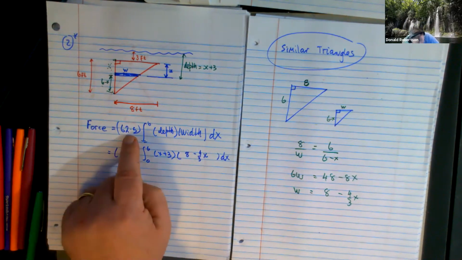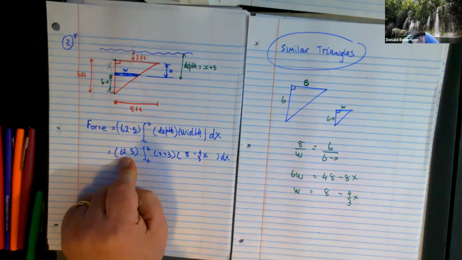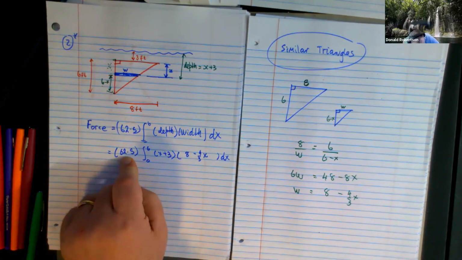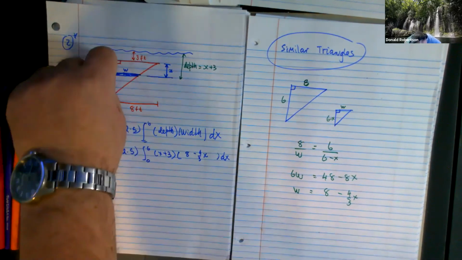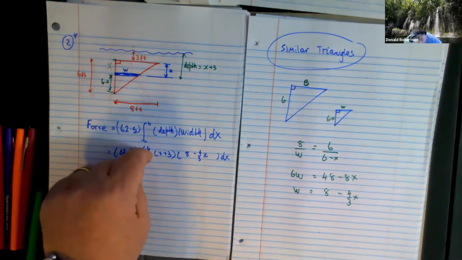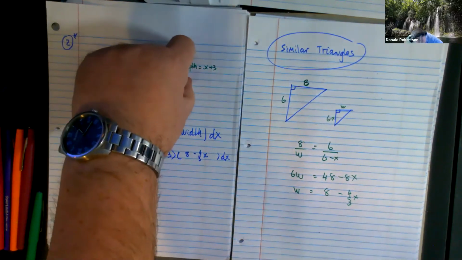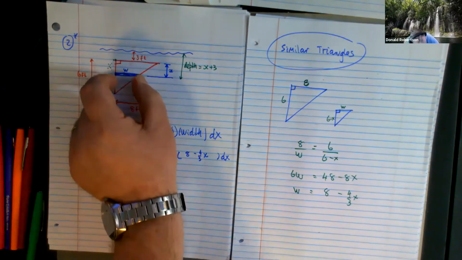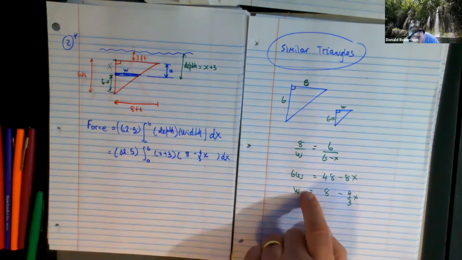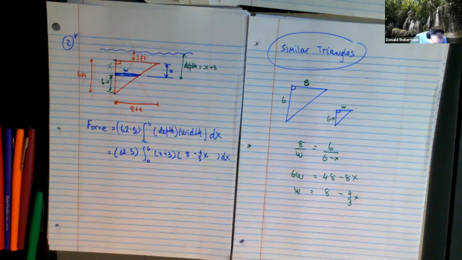So because it was pounds, the magic number is 62.5. The way that we've constructed this, the X at the top of the shape is 0, and at the bottom of the shape it's 6. That depth to the strip is X plus 3. That width, eventually we found out, was 8 take away 4/3 X.